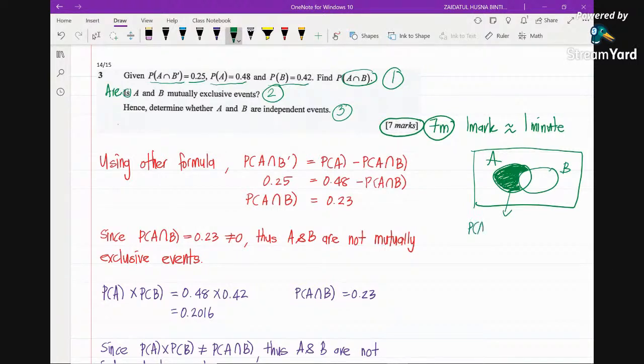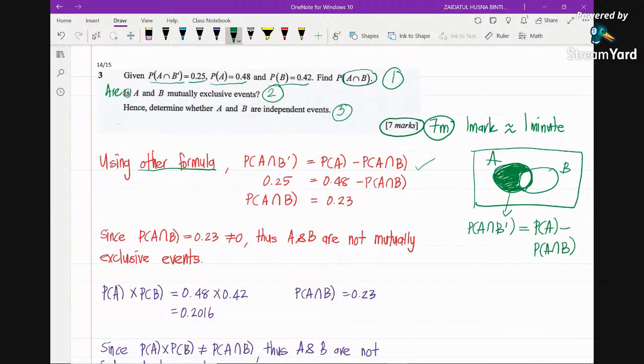The probability of A intersect B prime is equal to, first you get the whole circle here, P(A), and then you subtract this region. The region here is A intersect B. So this is the other formula, and you can find this in the summary.